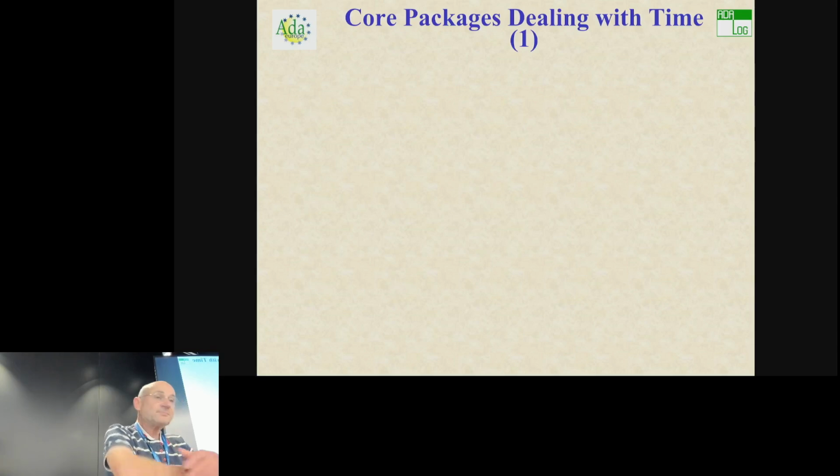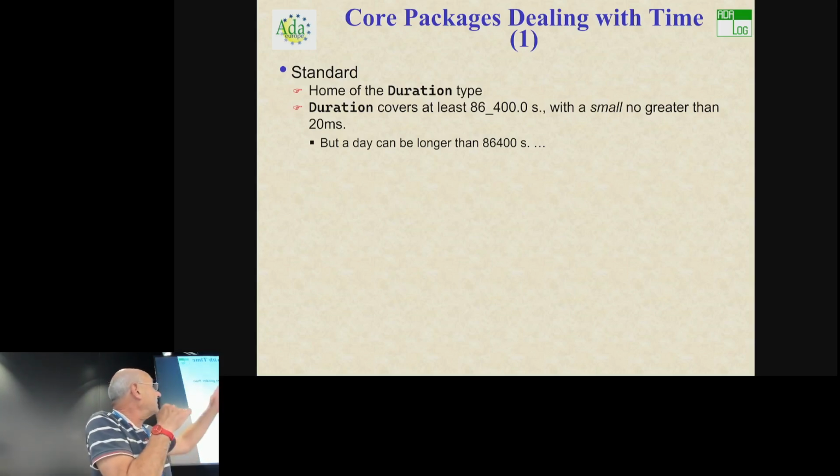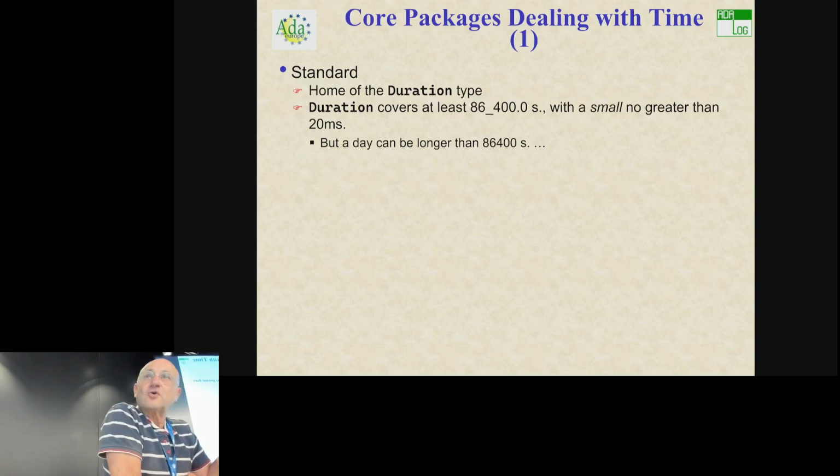So what packages do we have in Ada? Standard has the type Duration. Duration is a fixed point type. I'll explain that a bit later. We have minimum constraints on Duration. In other languages, it's just implementation dependent. Here, you know that Duration will cover at least 1 day, and the difference between two values must not be greater than 20 milliseconds, which is quite coarse. Of course, if possible, it can be much better, but it cannot be bigger than 20 milliseconds.